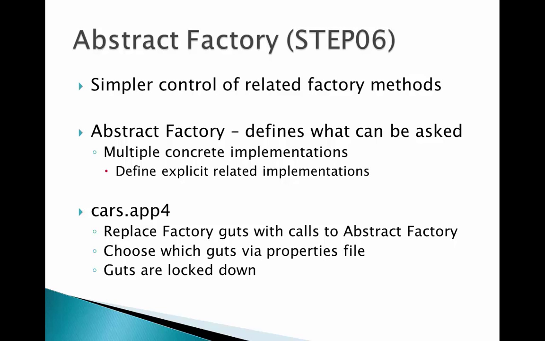And you can't mix and match. You can't get an accidental mix and match. Your properties file just says which factory to use. And the factory defines a set of methods for creating each of those, and they're all related. So if you always want to keep your methods related, using an abstract factory lets you define, whenever I get this factory, I'm always getting these three definitions. You don't get any accidental mixes and matches.